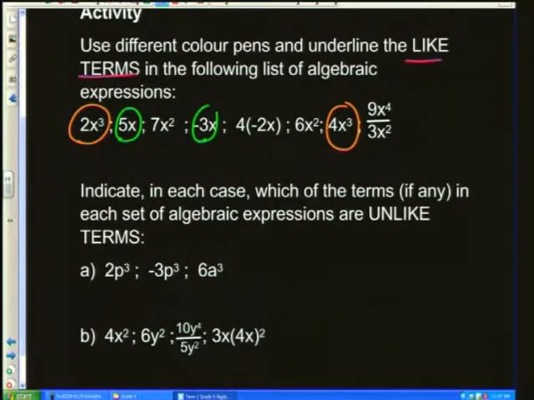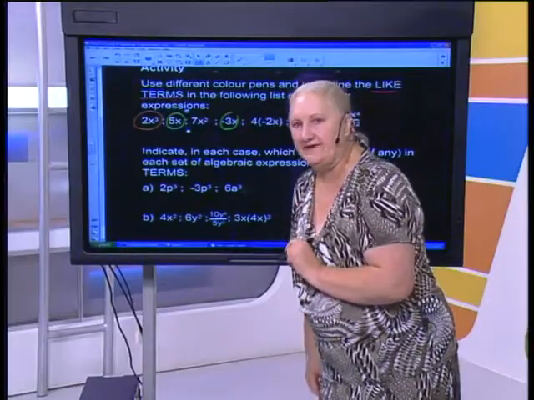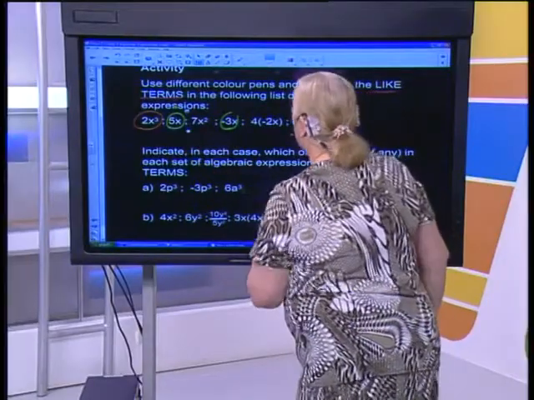And remember what we said? We said the coefficient in front doesn't matter. That's not what we're looking at if we want to recognize like terms. We are looking at the base. So that one and that is the same.